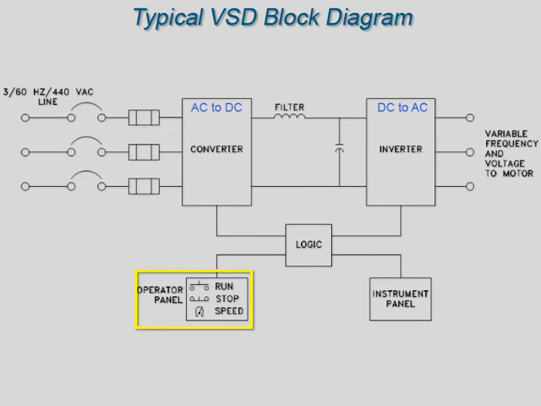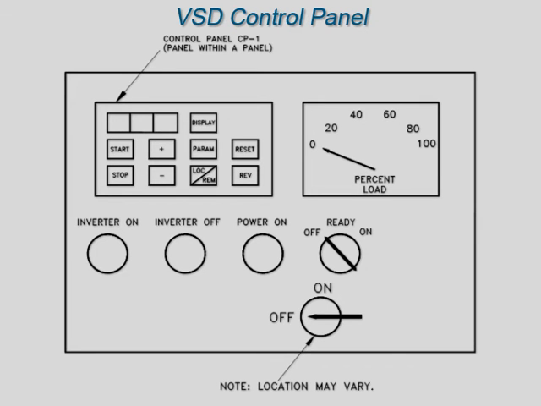Commands from the operator panel are sent to the logic block where operator information is converted into commands to VSD components to provide the output desired. The instrument panel is where VSD output information is displayed, such as output speed and output current. This is a typical control panel that contains operator controls and instrumentation. Facility-specific VSDs are discussed in other training courses.